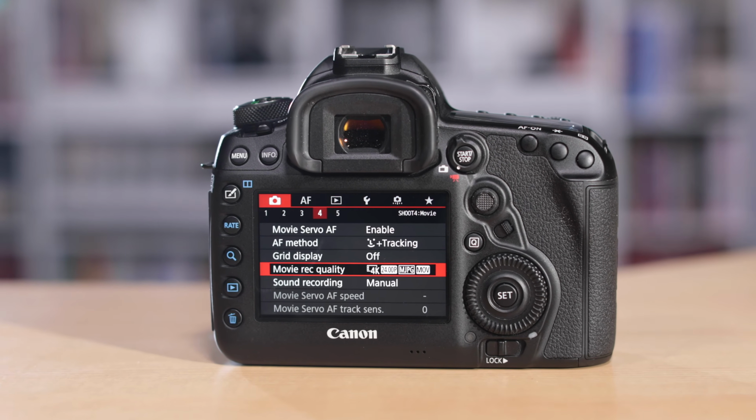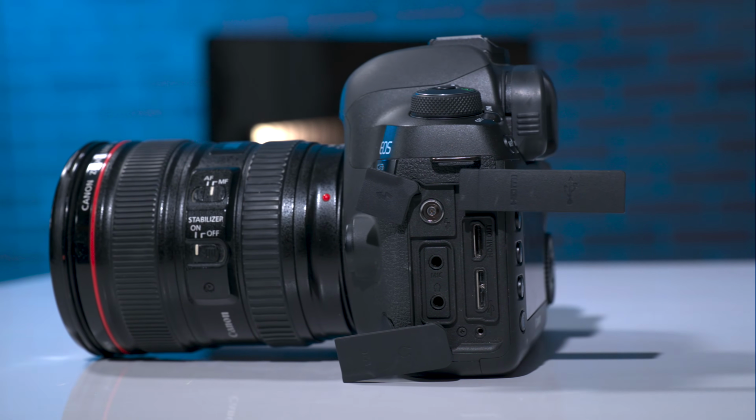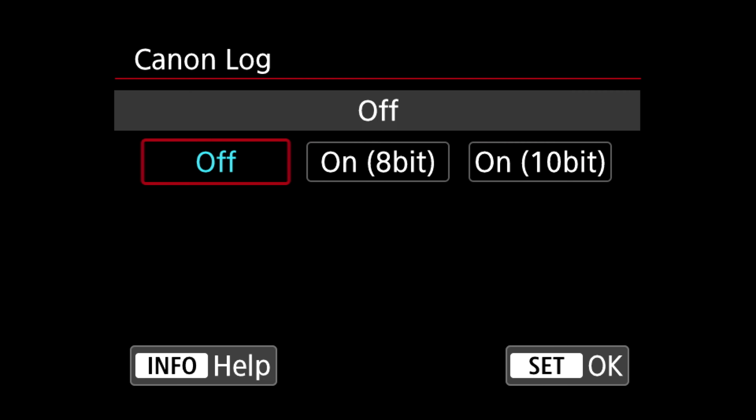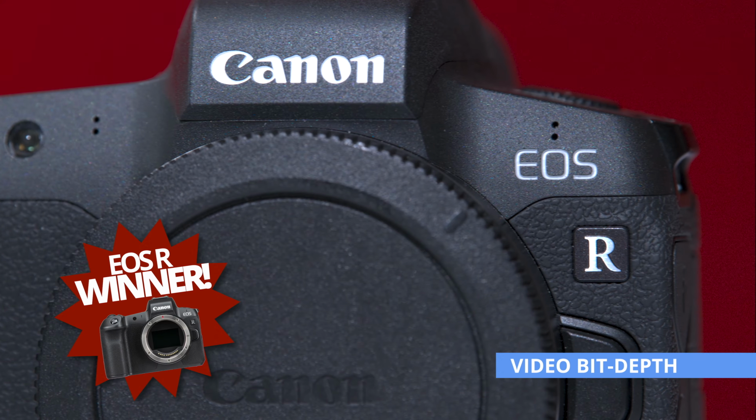Both cameras offer a mini HDMI output. However, what is pushed through that port is different. Although the 5D Mark IV can capture 4K, it only outputs 8-bit 422 in HD out its HDMI. The EOS R, on the other hand, puts out 10-bit 422 4K for capturing with an external recorder out its HDMI. Winner is the EOS R.